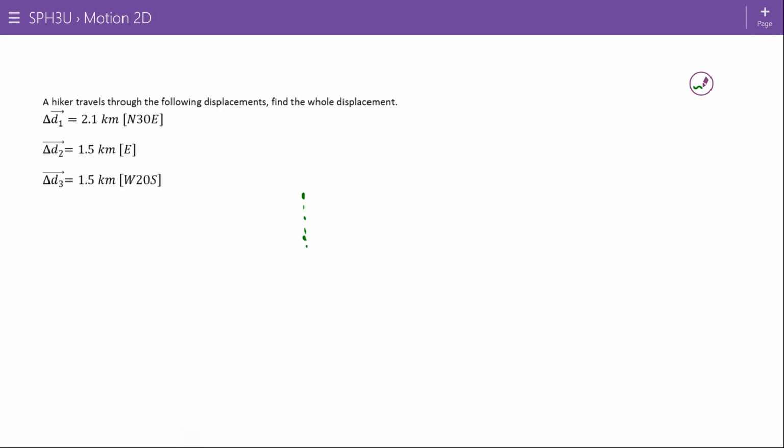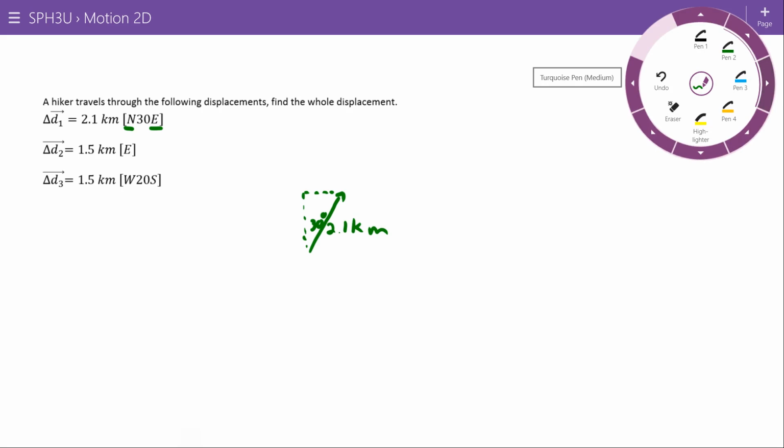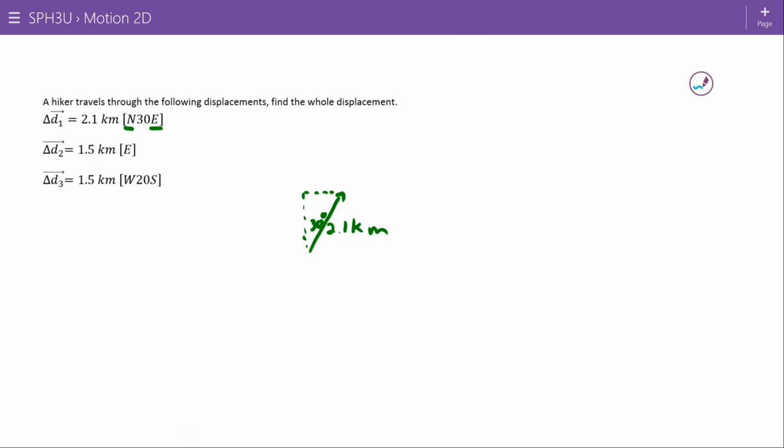So I go north, and then I go east, and my 30 degrees goes where I start. So when you draw these diagrams, you always go with the first, then the second, and you put your angle where you started your vector. And then the size of the vector is the hypotenuse, so that's 2.1 kilometers. Then the hiker is going to go 1.5 kilometers east.